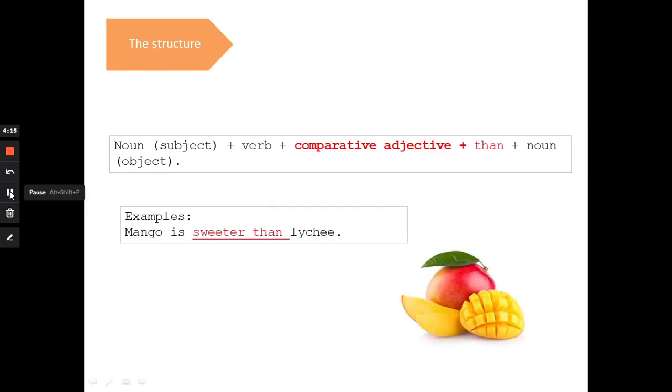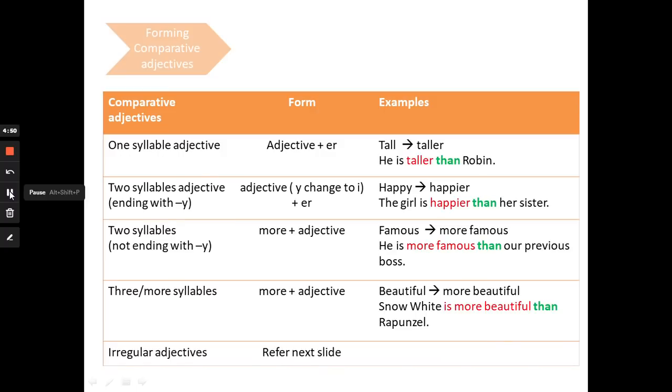Regarding the structure, in order to write a comparative adjective sentence, you need to follow this structure. You will have a noun, which is your object. You have the verb. You have the comparative adjective. Then you have the word than, followed by another noun, which is normally the object. For example, you have here, mango is sweeter than lychee. So sweeter is the comparative adjective. Then you have the word than that shows a comparison between the sweetness of mango and lychee.